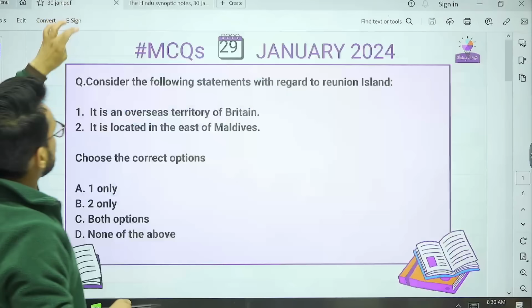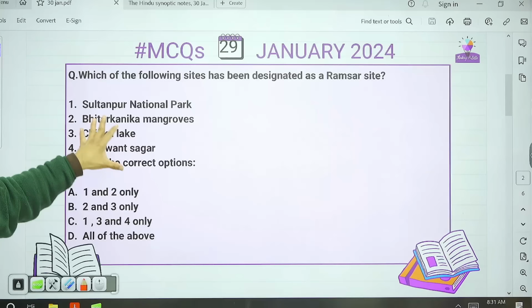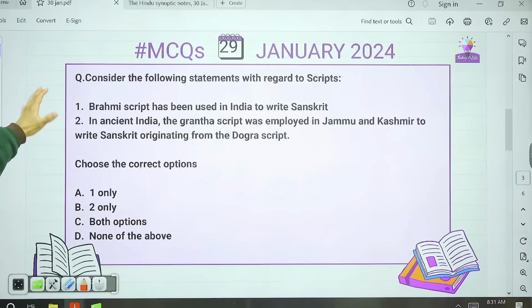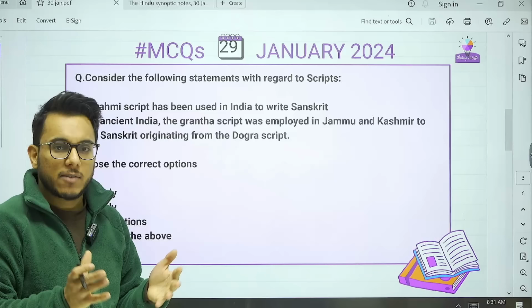Question number two. Which of the following sites has been designated as a Ramsar site? This article also we have discussed. So the right option is all of the above, D. And then the third question, consider the following statements with regard to script. We have seen that Grantha inscriptions were in the news. So on that line, the question has been framed.